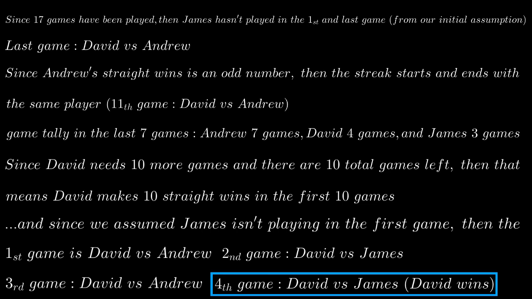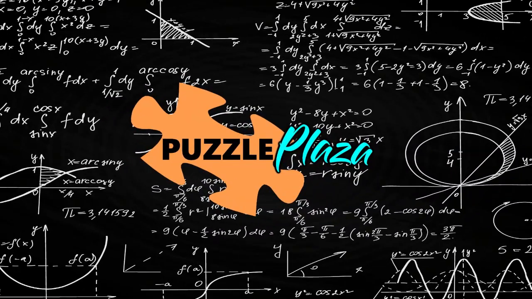And so all the initial conditions are met. So indeed, the fourth game is David versus James, and David wins this game. And that's your answer. David versus James. David wins. So yeah, that was a pretty interesting logic puzzle, if you ask me.